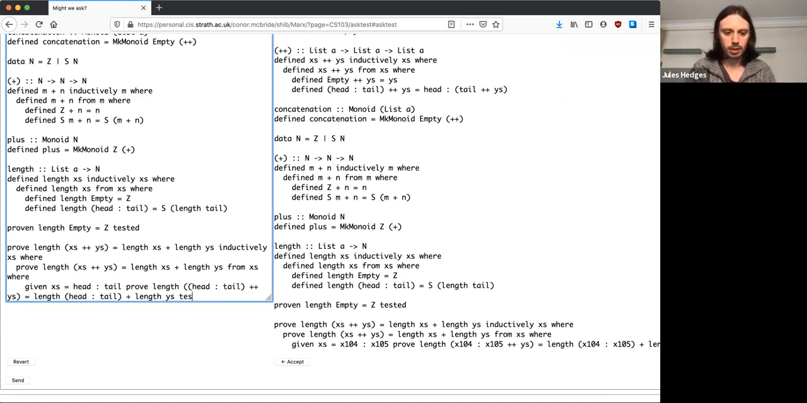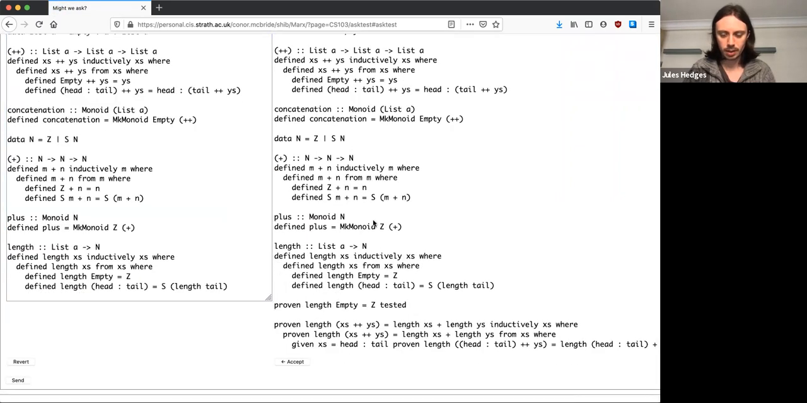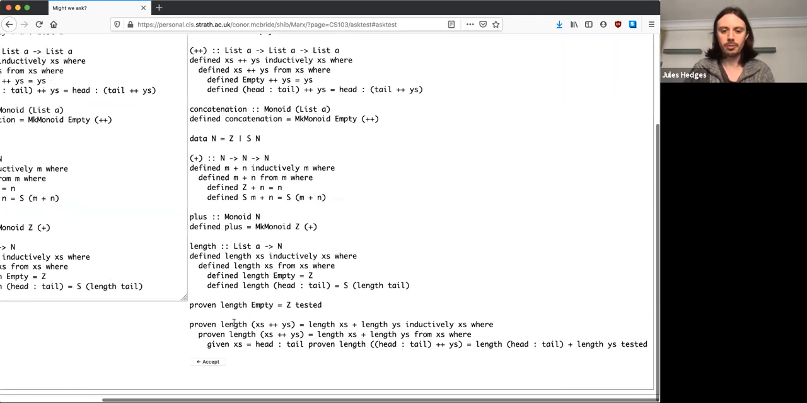This one I can write by tested, and I think that will go through. Yes. Okay. So this is a proof of the two equations that say that length is a monoid transformation from the list monoid with concatenation to the natural numbers monoid with plus.